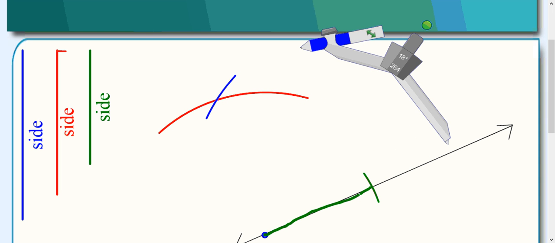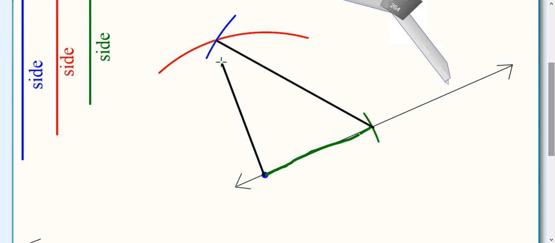So our blue side had to connect from here. Our red side had to connect to right there. I'll go over them in the colors. There's blue, and there's red. So that's the only triangle that we were able to make out of it. So we're going to do it again. We're going to try to see if we can use these sides differently and get a different triangle.